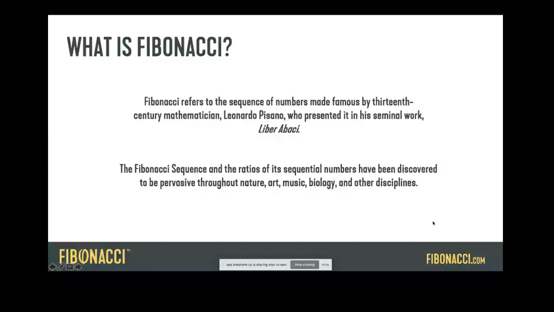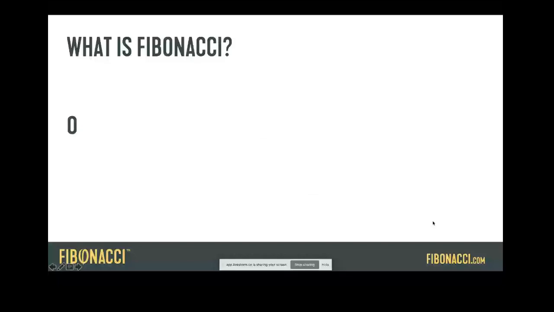When we're talking about the Fibonacci sequence, what is that? Well, we start with the number 0, and the next number in the sequence is the number 1. And if you add 0 plus 1, you get 1. Pretty basic. 1 plus 1 is 2. 1 plus 2 is 3. 2 plus 3 is 5. 5 plus 8 is 13. And you kind of get the pattern.